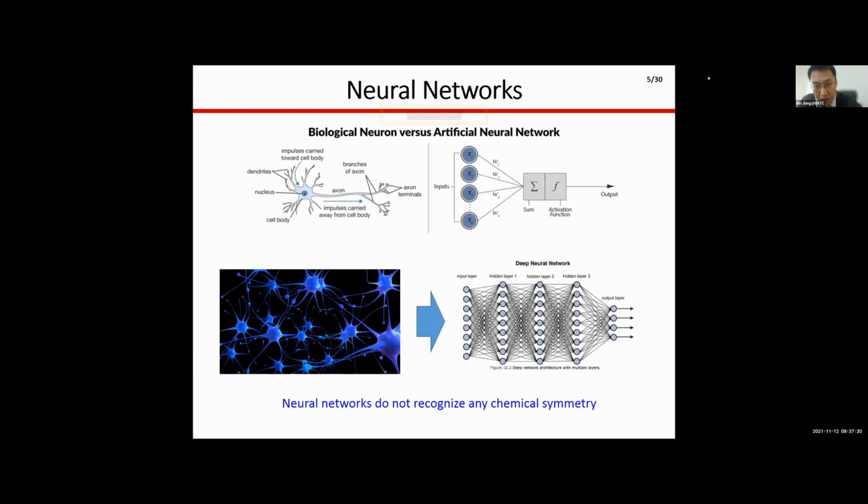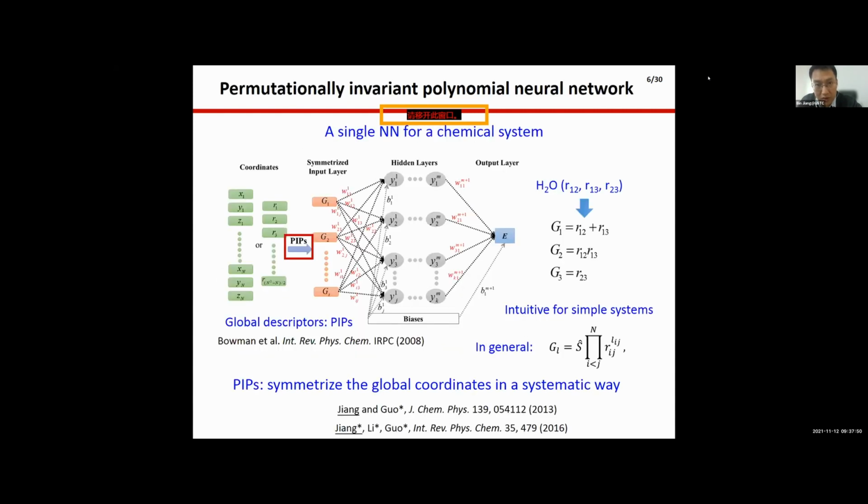So we use neural networks because of their high flexibility, but like I just said, there are many other machine learning techniques you can choose, but none of them recognize this chemical symmetry by themselves. So what we do is to introduce the symmetry to the neural network in our own way. An intuitive way is to symmetrize the input layer, so you put the symmetry into the network in the beginning.